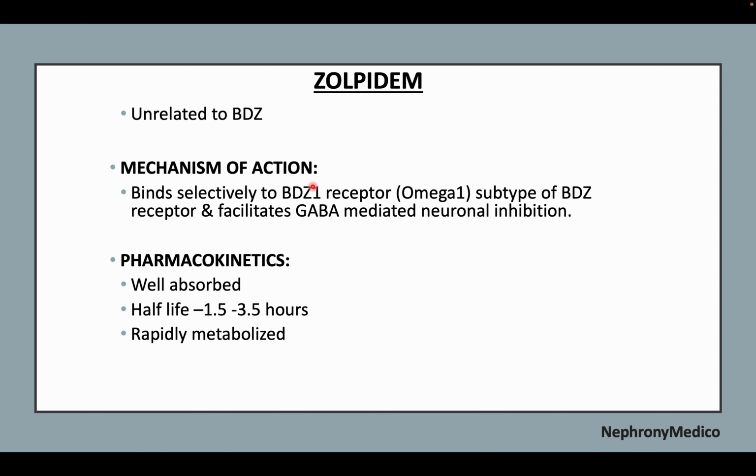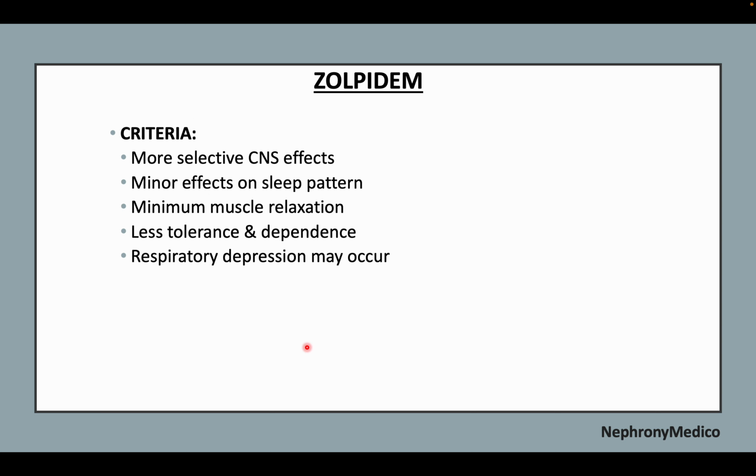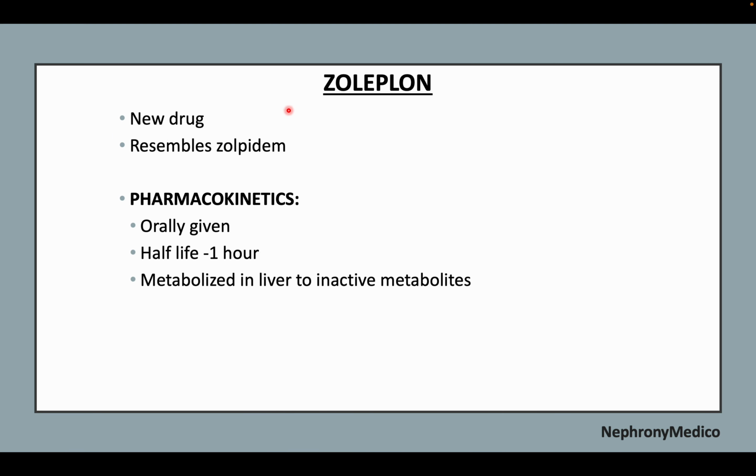The mechanism of action is that it binds selectively to the benzodiazepine 1 receptor, a subtype of benzodiazepine receptor, and facilitates GABA-mediated neuronal inhibition. Pharmacokinetics includes: it is well absorbed, half-life is 1.5 to 3.5 hours, and rapidly metabolized. It has more selective CNS effects, more effects on sleep pattern, minimum muscle relaxation, less tolerance and dependence, and respiratory depression may occur.